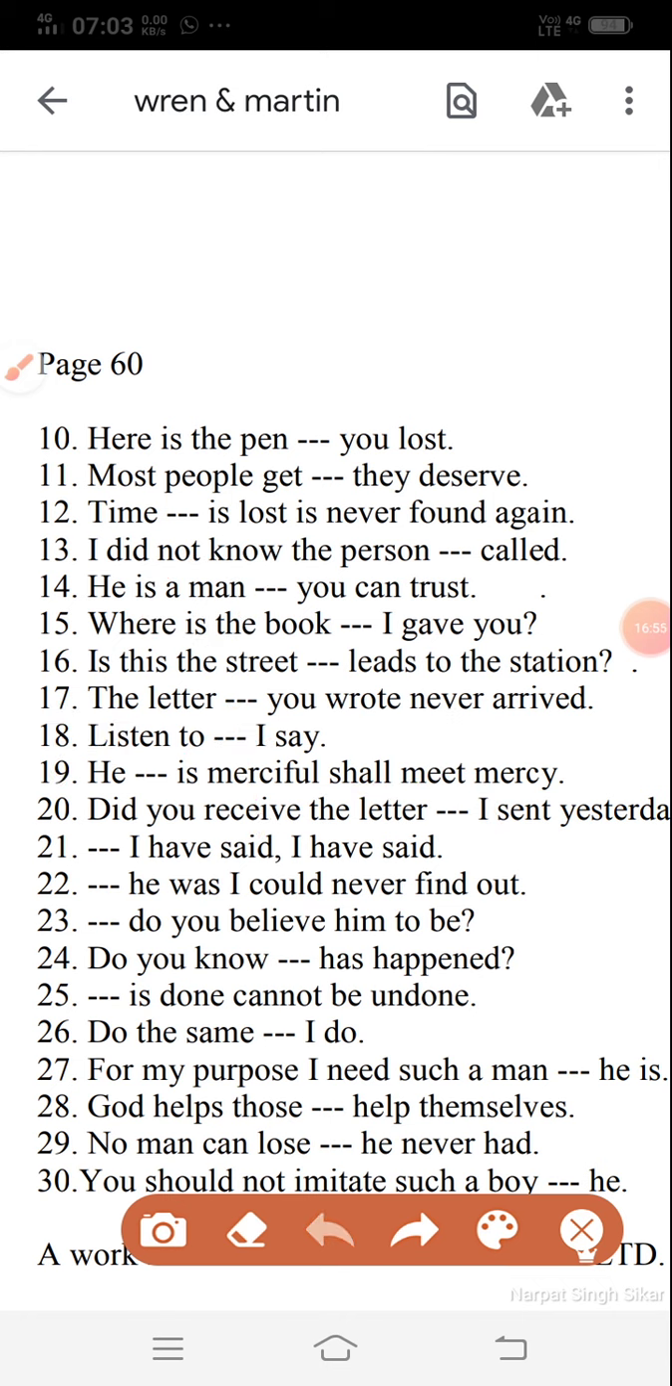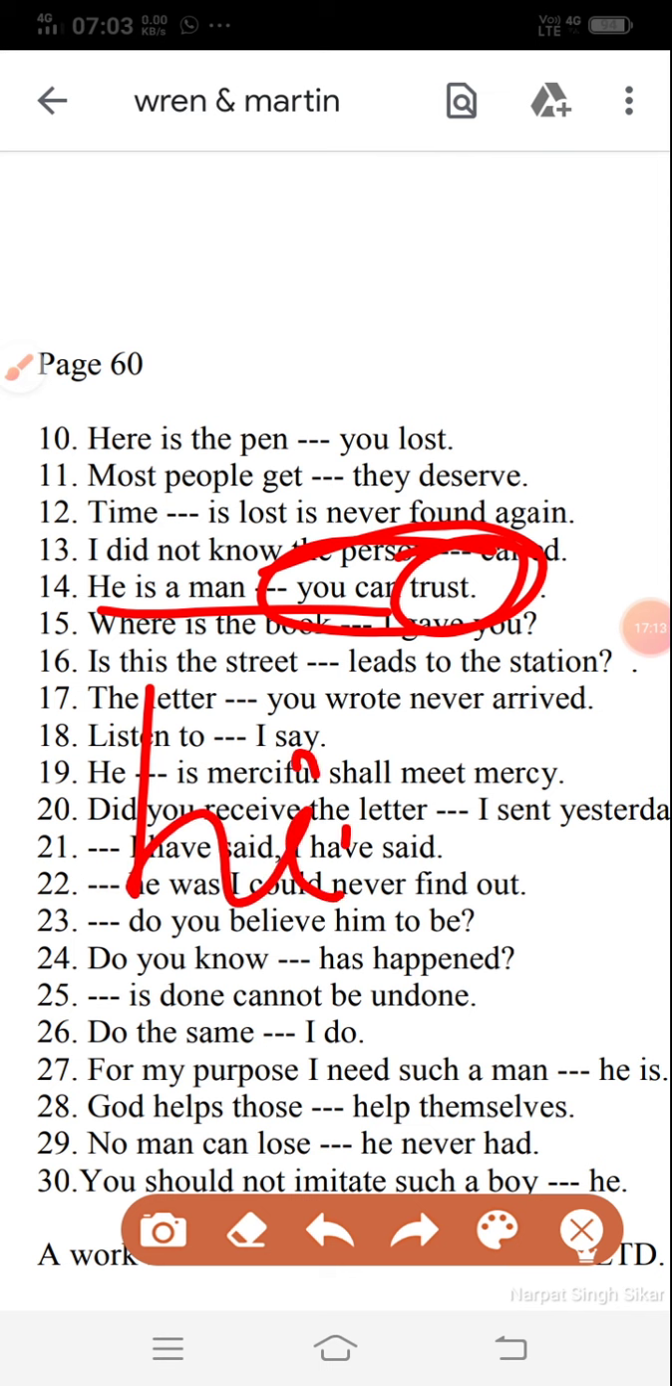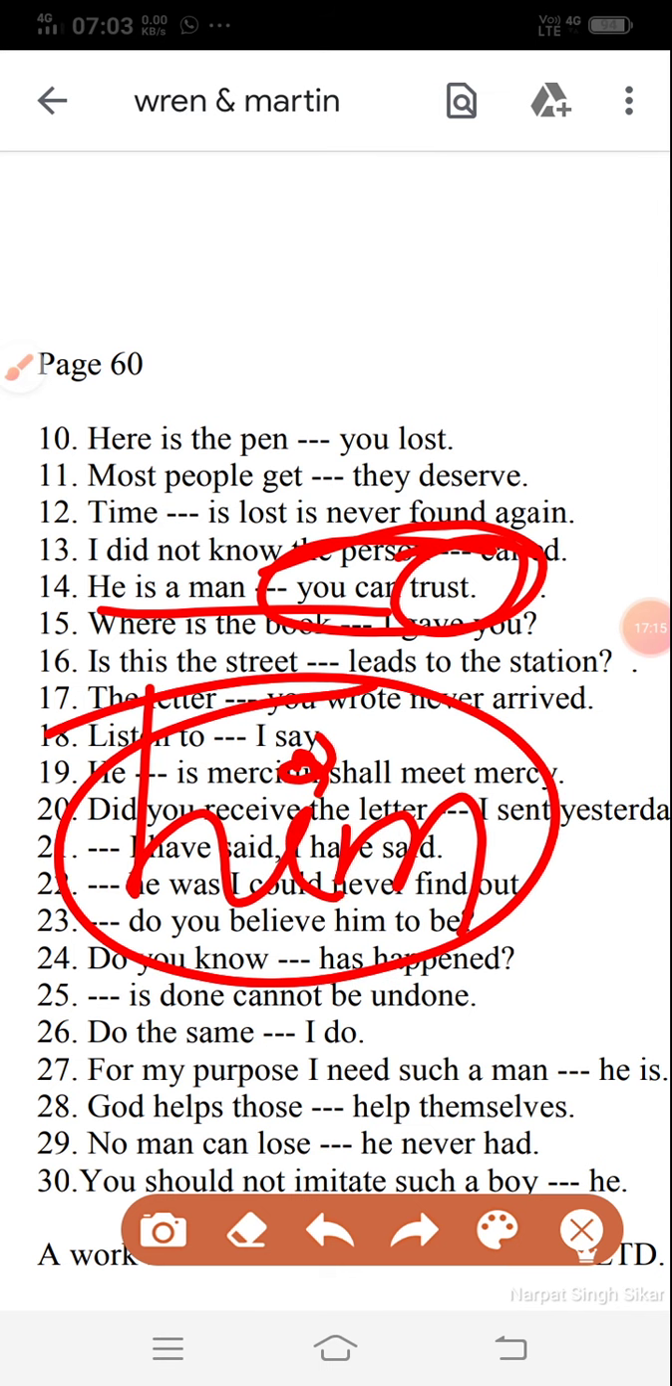Okay, and for choosing this one we also have to go by the syntax or the meaning of the question. He is a man, ये वही व्यक्ति है. You can trust, और तुम ट्रस्ट कर सकते हो. ट्रस्ट जो है वो वर्ब है, ट्रांसिटिव. उसके बाद हमें एक नाउन और प्रोनाउन यूज़ करना पड़ता है. You can trust him, है ना. इस तरीके से पूरा सेंटेंस हो जाएगा.